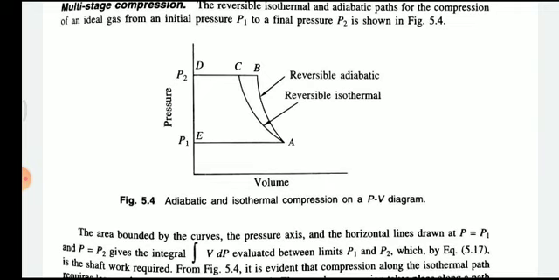So P1, P2 and the various points are given, that is A, B, C, D and E. A to B is a reversible adiabatic compression, and A to B and E to C is the reversible isothermal.